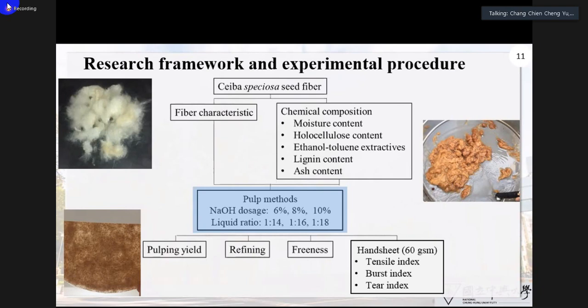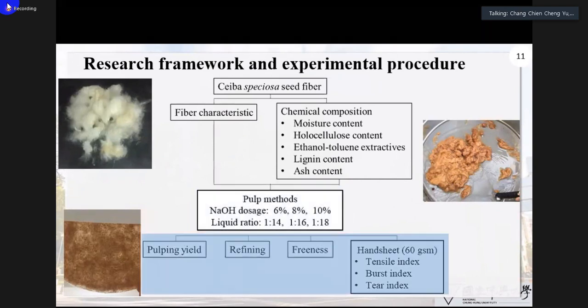After cooking, the fibers are refined by PFI for 22,000 revolutions, and the freeness is measured. The fibers are made into 60 grams per square meter handsheets and we measure the properties of the paper, such as tensile index, burst index, and tear index.